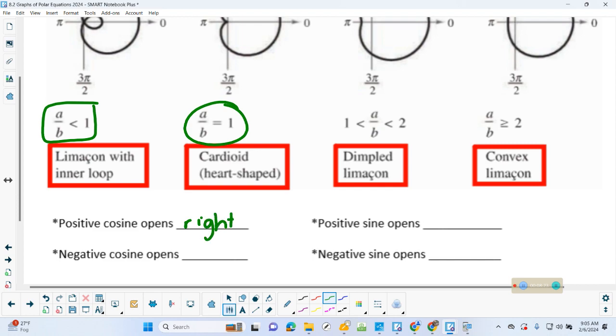A negative cos will open where? Will be on what side? Left, yeah. Sine, of course, is our vertical, so positive sine, it's going to be up. Negative sine, obviously, down.